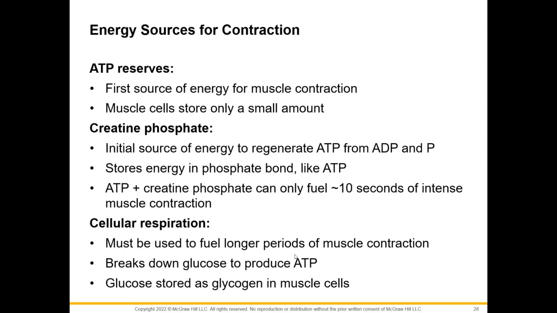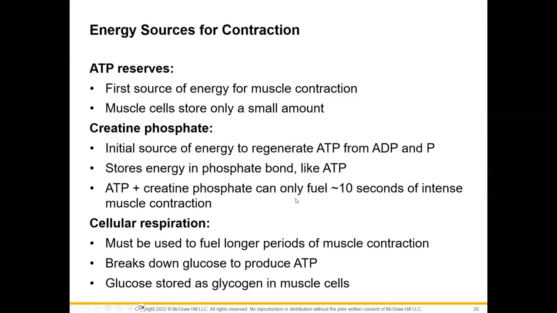Okay, let's talk about some of the energy sources. So you have ATP reserves. It's the first source of energy for muscle contraction. It's the preferred, and muscle cells themselves only store a small amount. Now, creatine phosphate is the initial source of energy to regenerate the ATP from the ADP and the phosphate, where the ATP had split. It stores energy in the phosphate bond, so that's what ATP is. There's 3 phosphates. Each bond holds the energy.